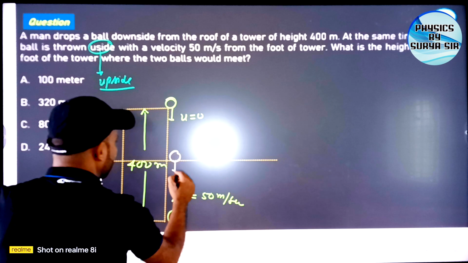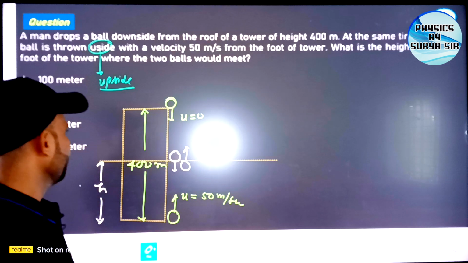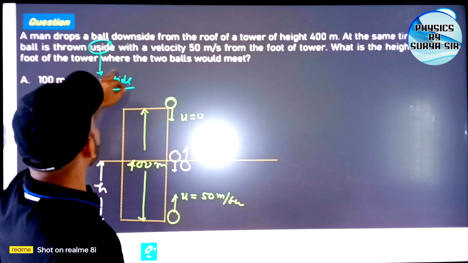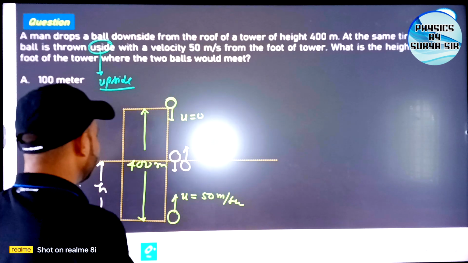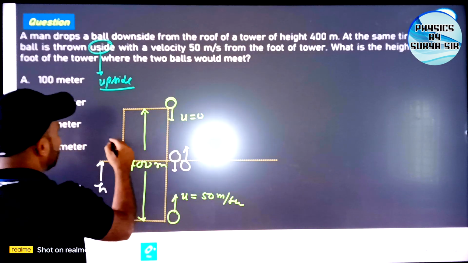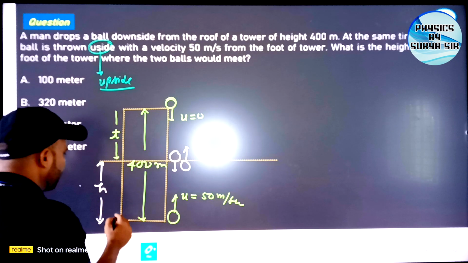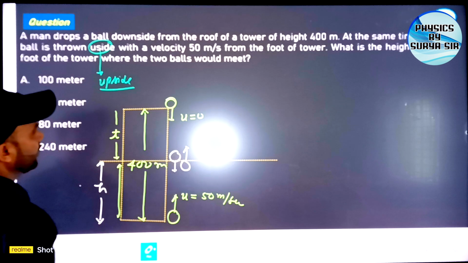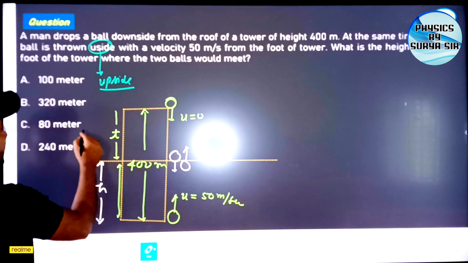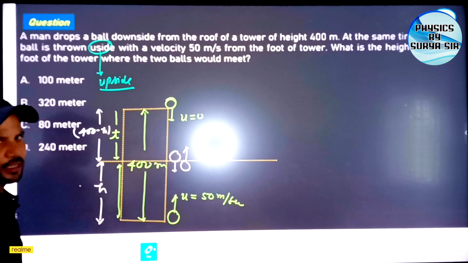This object is coming here and this object is moving here. Both are meeting at the same height. So what is the time? What is the height from the foot of the tower where the two balls would meet? Suppose after t seconds this object comes here. In t seconds this object goes from here to here, and in the same number of seconds this object reaches here. Clear? So if it is h, how much will it be? It will be 400 minus h.